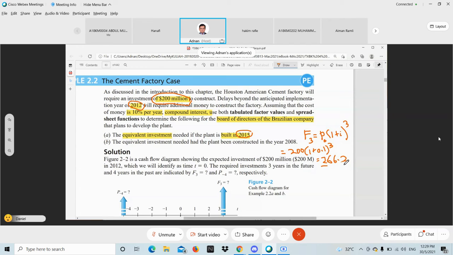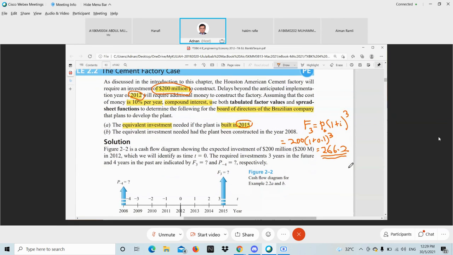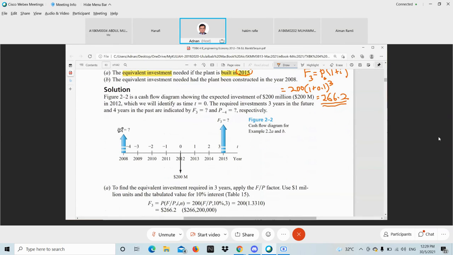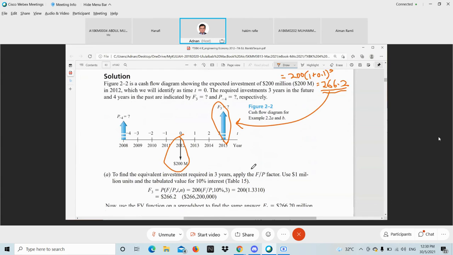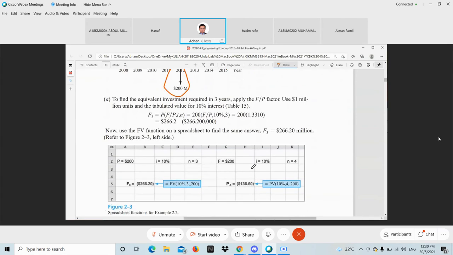Okay, so now we have to ask, do we have this money? 266, 3 years from now. What should I do it now? Okay, so now you can advise the board of director. If you delay, you have to find extra 66.2 million. Okay, so this is what happened now. Okay, so if we do it now, this amount. Okay, if you want to do it future, this is the amount. Okay, 266 here. Okay, so we have done this tabulation. Okay, same. Kita dapat benda yang sama.